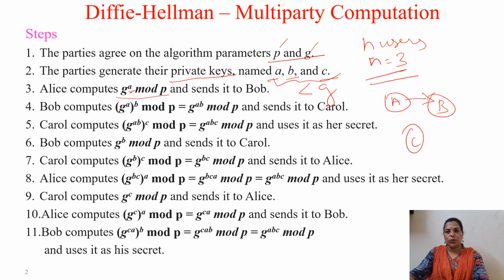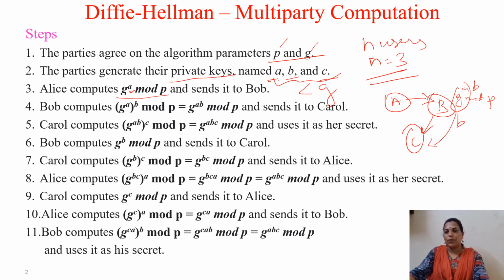Then Bob now has the value G power A mod P. With this value, Bob uses his private key B. So Bob computes G power A, raised to the power B, that is G power AB mod P, and sends that value to Carol.